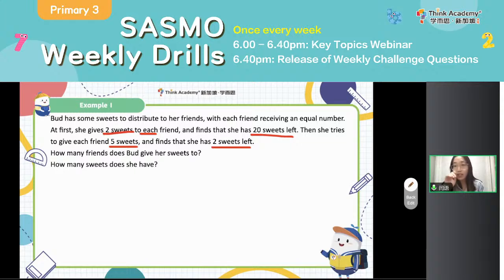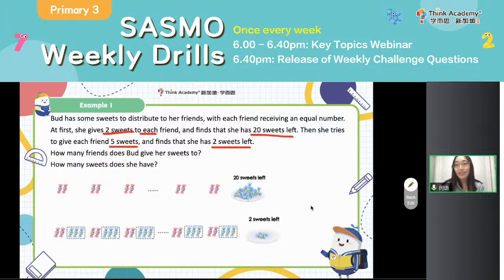After you underline all the keywords, you can see that there are 2 scenarios, right? And on your book, you can see the pictures. In the first scenario, everyone receives 2 sweets, and in the end, there are still 20 sweets left over. In the second scenario, everyone receives 5 sweets, and in the end, there are still 2 sweets left. First, you should be clear about the type of such question. Please take note: that is excess, excess. On your book, you can just write it as EE.